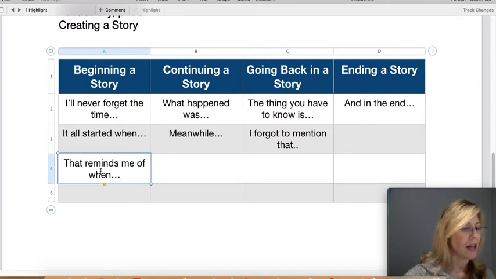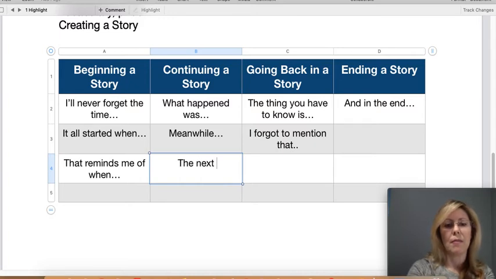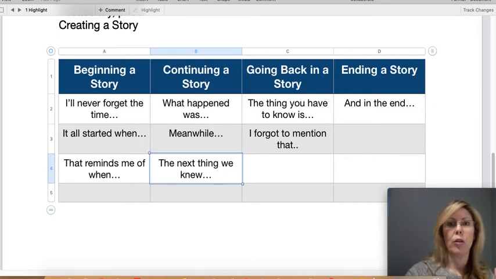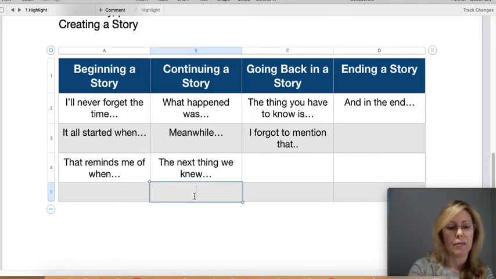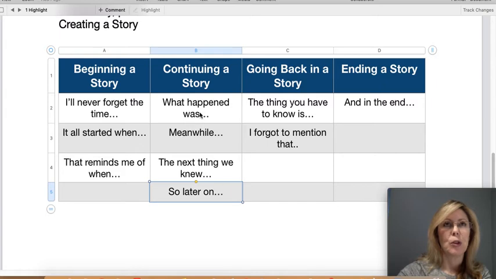All right, let's see. The next thing we knew, that would be continuing a story. The next thing we knew, we were lost. How about, so later on, probably continuing a story. So later on, we decided to stop for lunch. Okay, last column. To make a long story short. So you're coming to the conclusion. You're skipping a lot of details and going to the end.